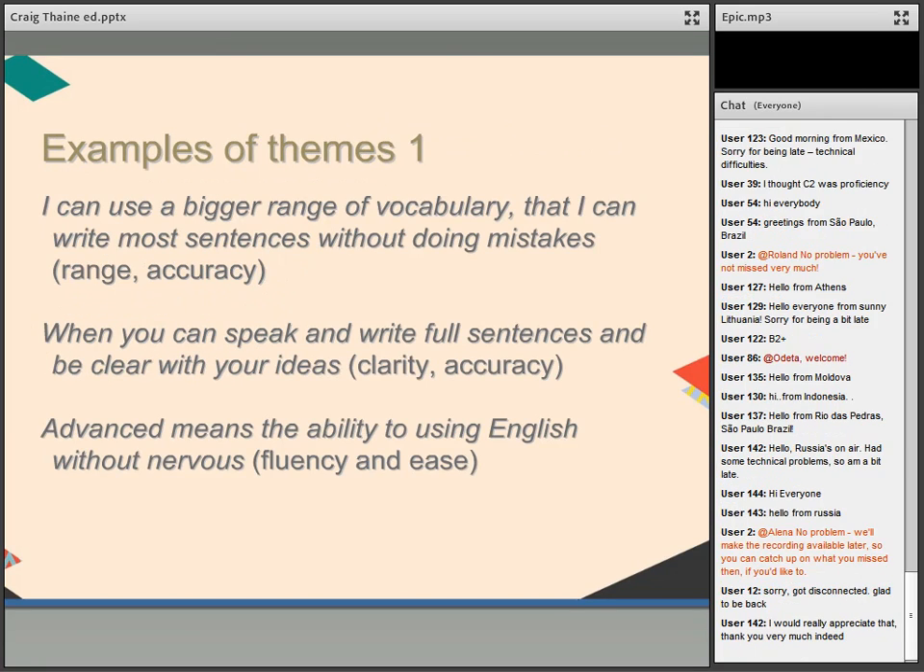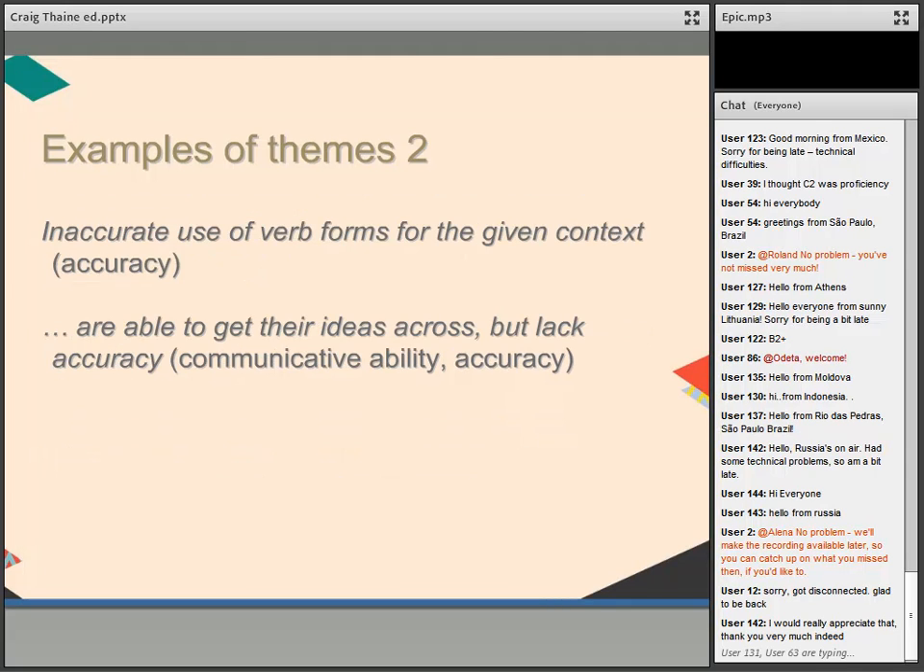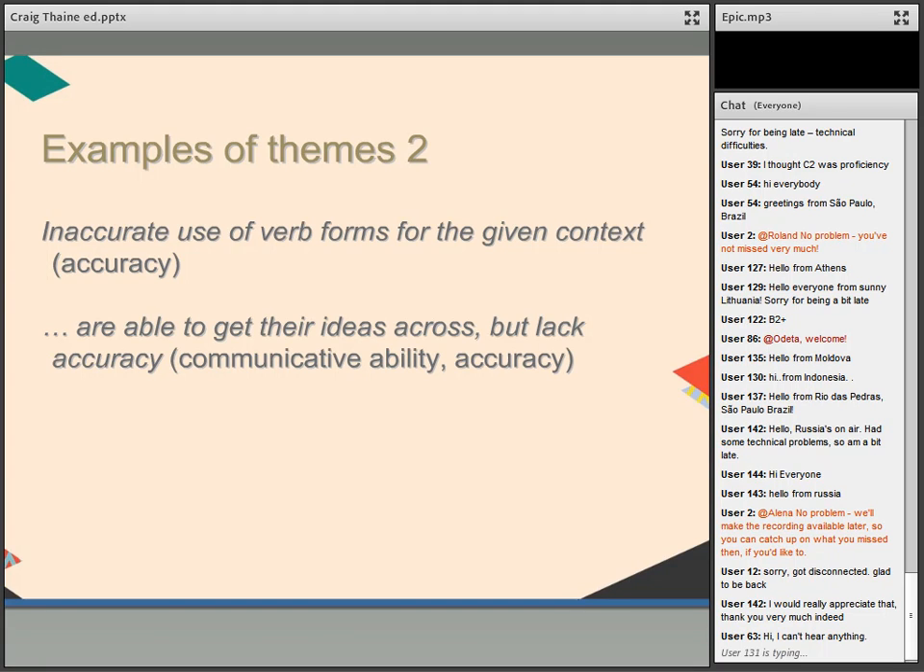So if we go back and look at the comments, this is how I tagged them. I would look at a comment and think, okay, this is the range theme or the accuracy theme. I'll just give you a few seconds to have a look, because these are the comments we've already looked at, just with the themes tagged to them. So looking at more examples: accuracy, communicative ability, and accuracy.